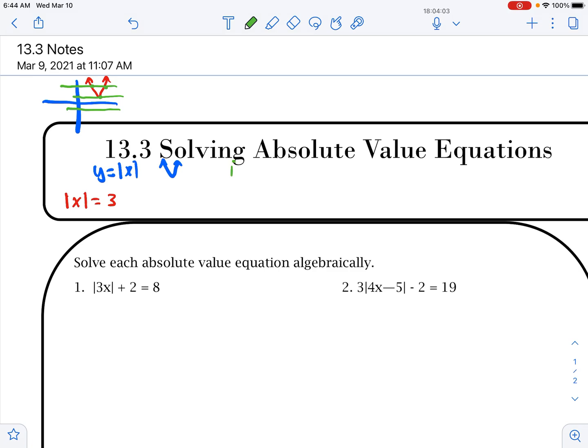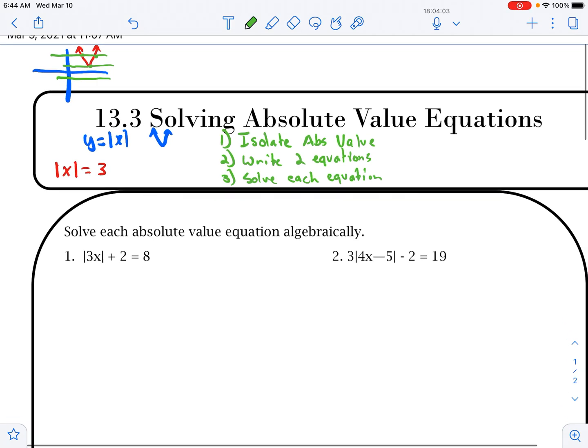So our rules to solving: isolate the absolute value. Then we're going to go ahead and write 2 equations. And then you solve each equation. So we'll go through this.